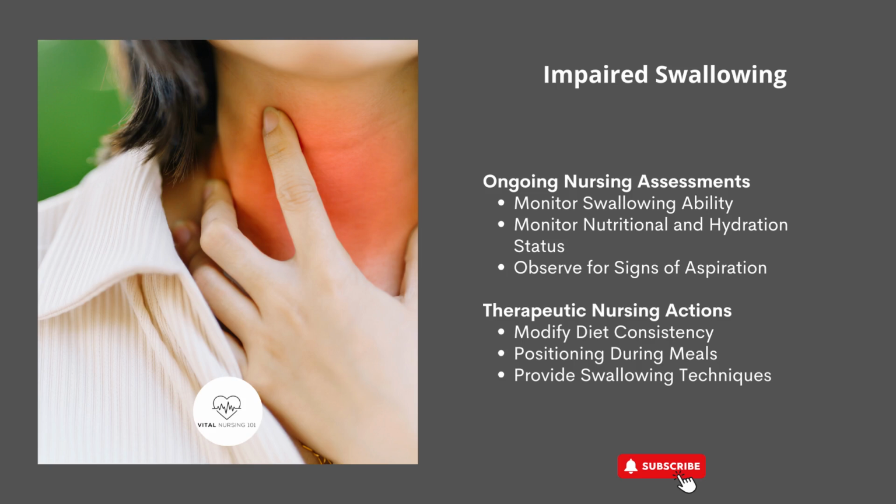Positioning during meals. Position the patient upright, at least 90 degrees, during and after meals for 30 minutes. Proper positioning uses gravity to facilitate the movement of food and liquids and prevents aspiration. Provide swallowing techniques. Teach the patient compensatory techniques, such as chin tuck or double swallowing. These strategies improve airway protection and enhance the swallowing process.